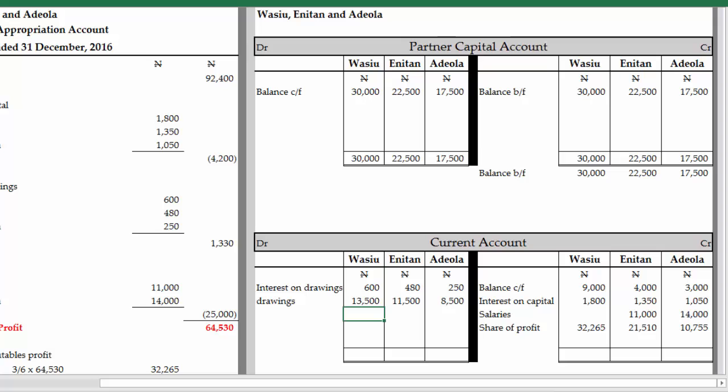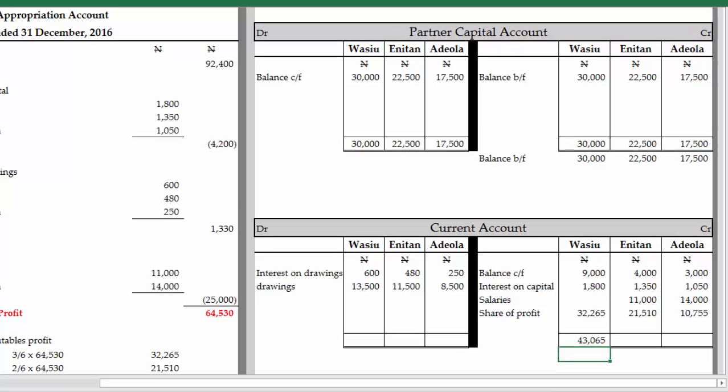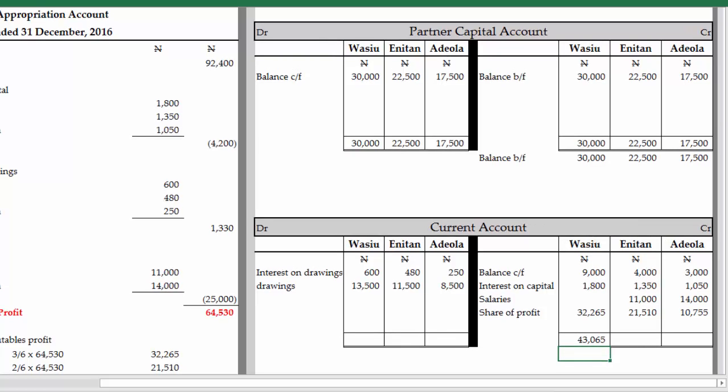Okay. Now let's balance this account. Wasiu, the total on the credit was 43,065. This is higher than that of the debit. Therefore, the deficit is the debit. That will be the balance carried forward. And the amount is 28,965, which brings the total on the debit also to 43,065.